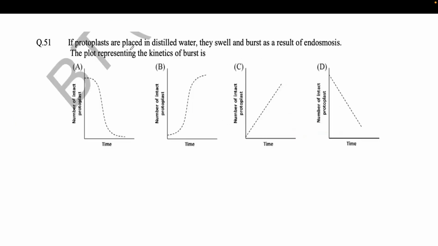Okay, there is another question. If the protoplasts are placed in distilled water, they swell and burst as a result of endosmosis. The plot representing the kinetics of bursting, what will be the correct plot? Then A will be the correct answer.